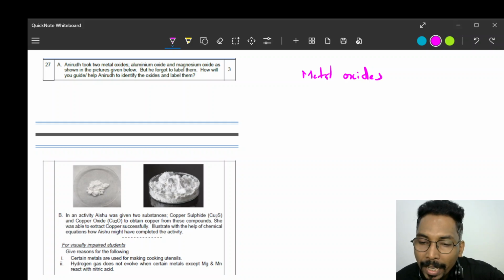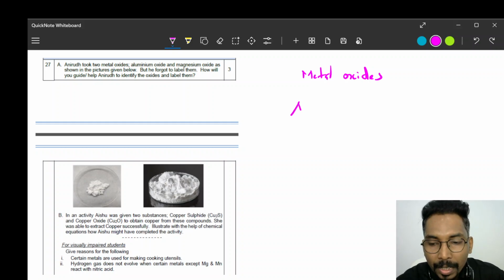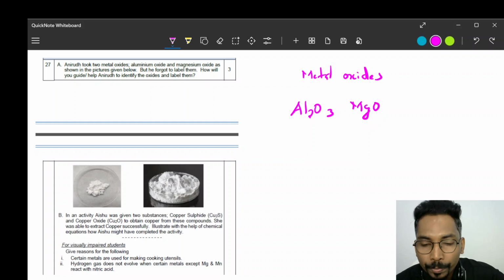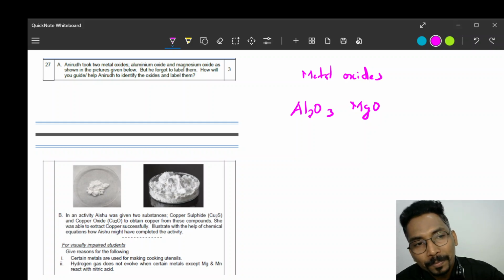Aluminium oxide and magnesium oxide. Aluminium oxide Al2O3 and magnesium oxide MgO. Yeah, as shown in the picture given below, but he forgot to label them. Okay, how will you guide or help Anirudh to identify the oxides and label them?